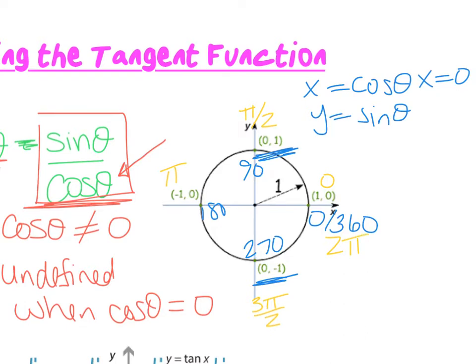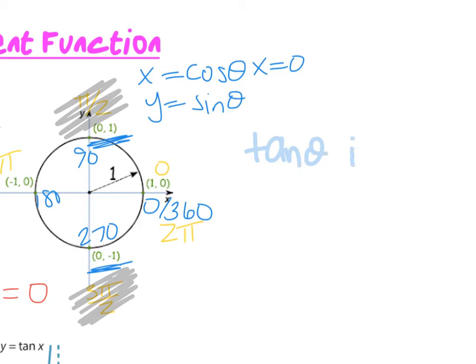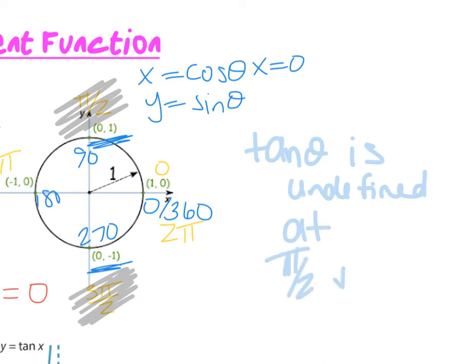So the places where tangent will be undefined is at pi over 2 and 3 pi over 2. So therefore, tangent of theta is undefined at pi over 2 and 3 pi over 2.